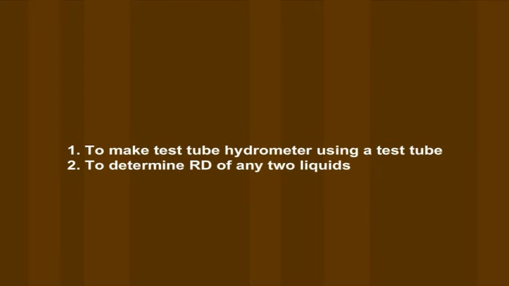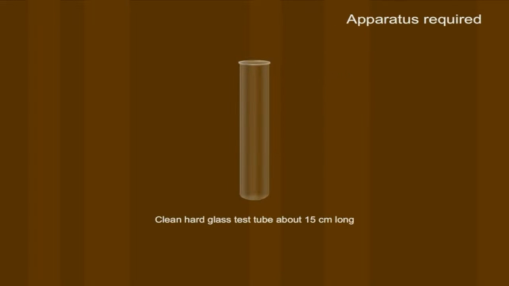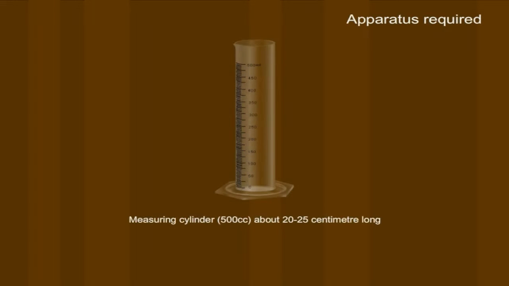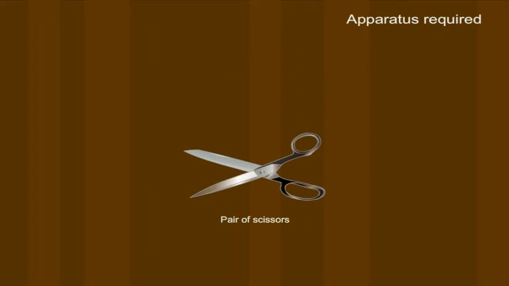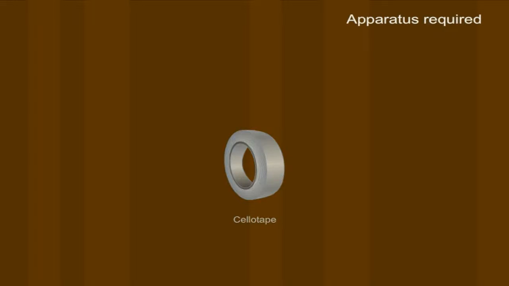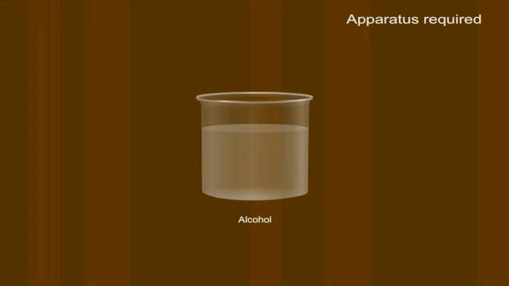1. To make a test tube hydrometer using a test tube. 2. To determine the RD of any two liquids. Apparatus required: a clean hard glass test tube about 15 cm long, a measuring cylinder of 500 cc about 20 to 25 cm long, millimeter graph paper, a pair of scissors, sellotape, water, lead shots, alcohol, and brine solution.